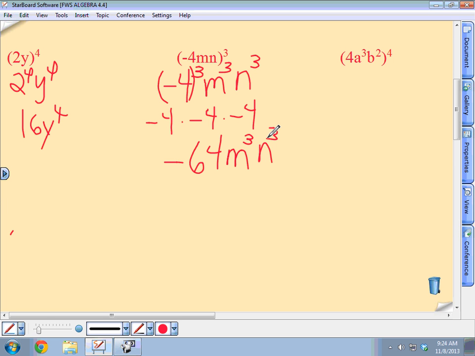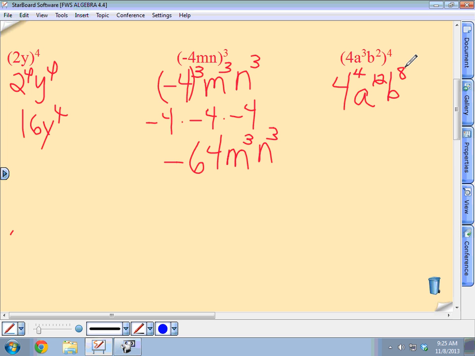Shay, you can do the last one here. I have 4a cubed b squared, all raised to the fourth power. 4 to the fourth power. Do you add or multiply? Well, that was the previous rule, so what do you think? A to the 12th power. Very good. And b to the 8th power. Okay. And then what? How do you finish it up?